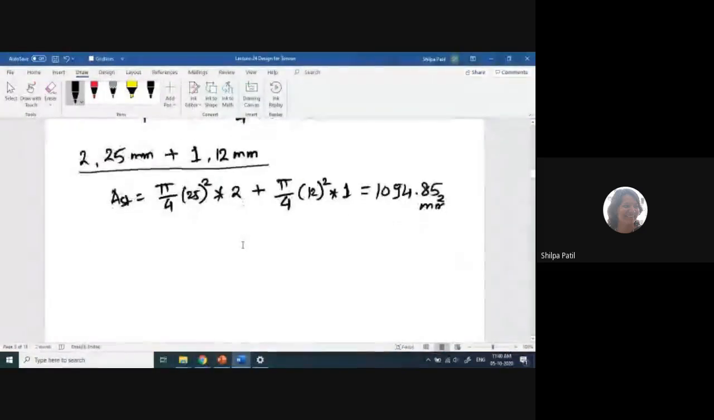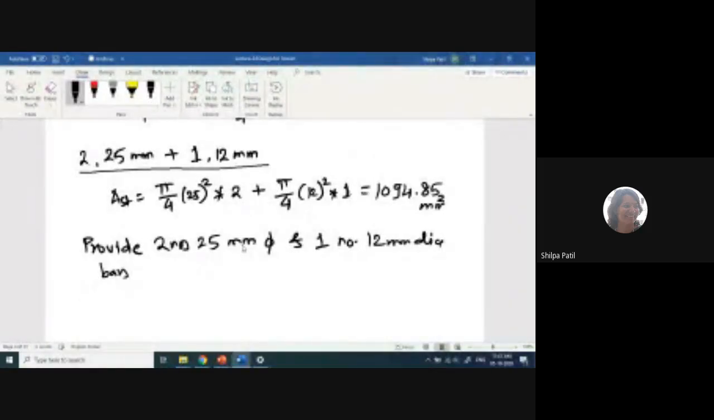Okay, so just write down this one sentence. Provide two numbers 25 mm diameter and one number 12 mm diameter bars as tension reinforcement.